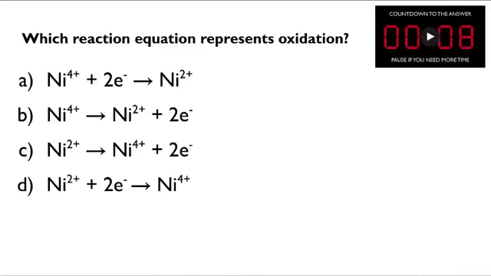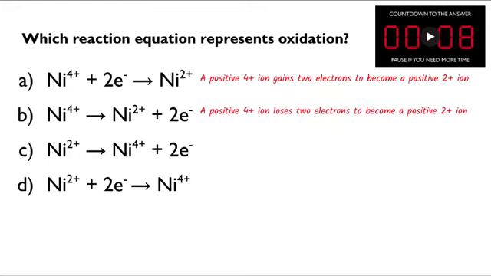So let's quickly go through what each of these reactions is telling us in words. In A, electrons are on the reactant side. That means that a 4 plus ion is gaining 2 electrons to become a 2 plus ion. In B, we have a 4 plus ion breaking apart into a 2 plus ion plus 2 electrons. So B is showing losing electrons. Again, thinking about where the electrons are located on which side of the reaction arrow is the key here.